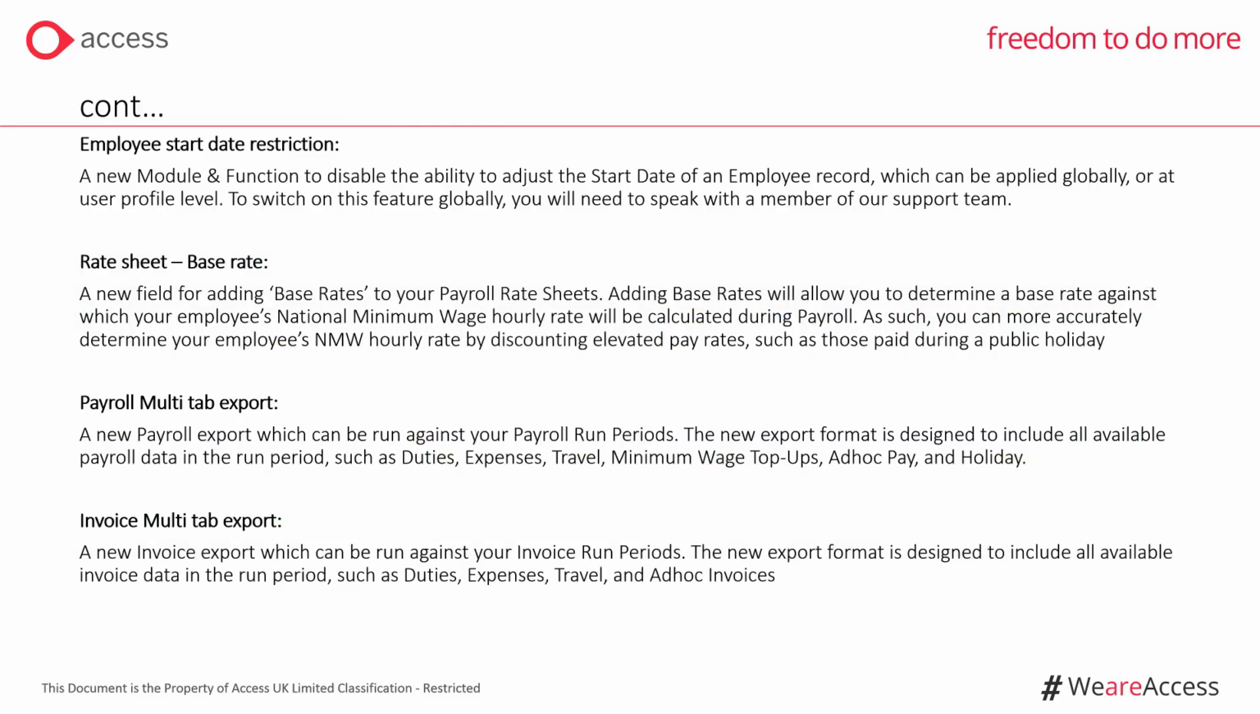A new module and function have been introduced to disable the ability to adjust the start date of an employee's record. You will be able to set restrictions against specific users to ensure that said users are not able to amend the start date within an employee's record. To switch on this feature globally, you will need to contact a member of our support team.